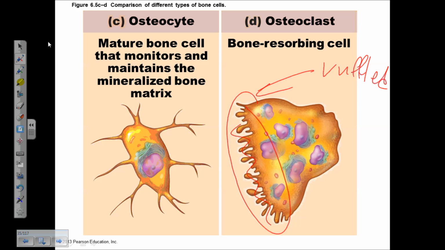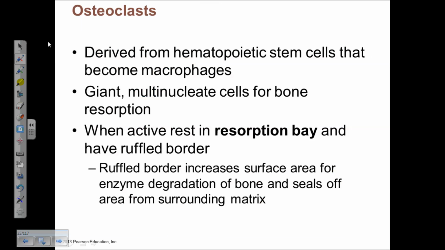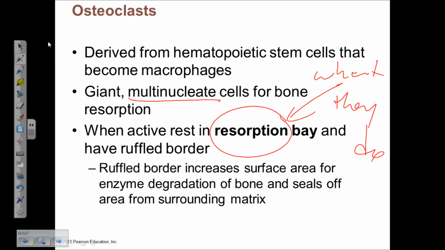Okay? Why do we need to increase surface area? It eats the bone. So if we increase the surface area, we will increase the contact area with the bone, so it can eat more bone at the same time. So it accelerates the degradation of the bone. Okay? And how would you think, we will talk about that, how would you think it will dissolve the bone?